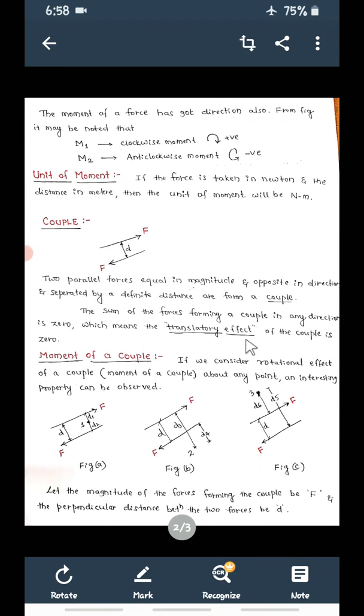Then the next force. What is the moment of this force F about point 1? Again force is F, and the perpendicular distance between this force and point 1 is D2. With reference to 1, this again is going to rotate clockwise. Here you have to take a reference point and move on to this force. Again clockwise rotation means plus. So plus F into D1, then plus F into D2.